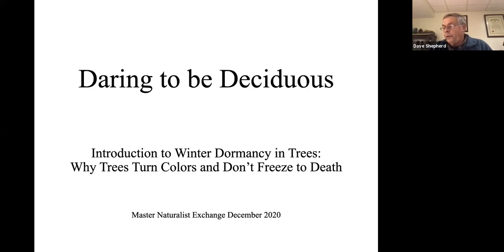Today we're going to be considering the phenomenon of winter dormancy in trees, specifically deciduous trees. And I'll warn you all now, this is going to be an overview. The subject is one that gets quite complicated pretty quickly. So my objective tonight is simply to introduce the adaptations that go into winter dormancy, along with some of the very basic science that's behind them.